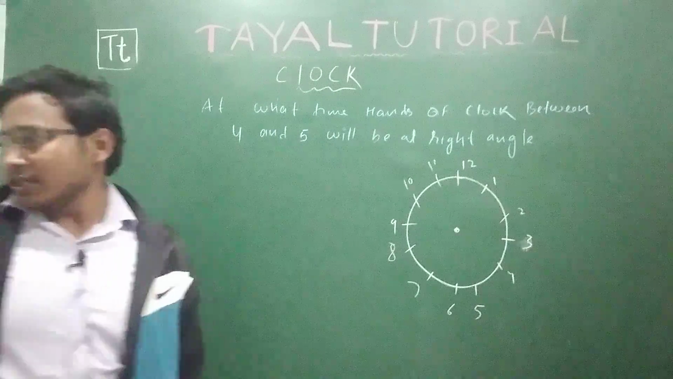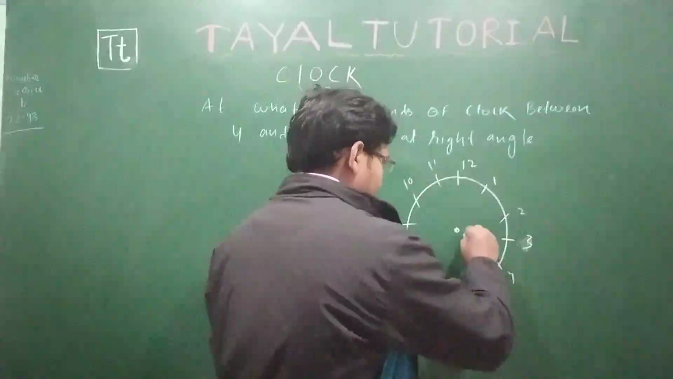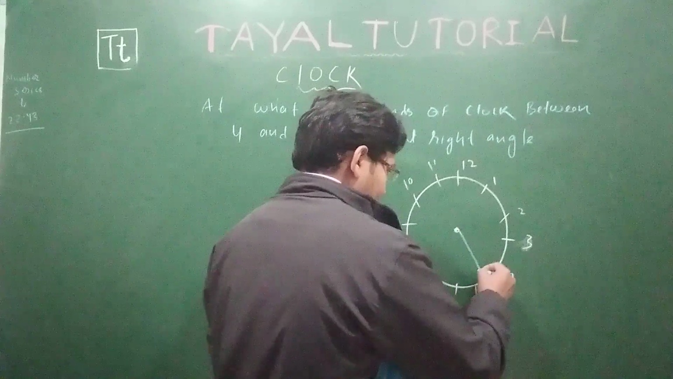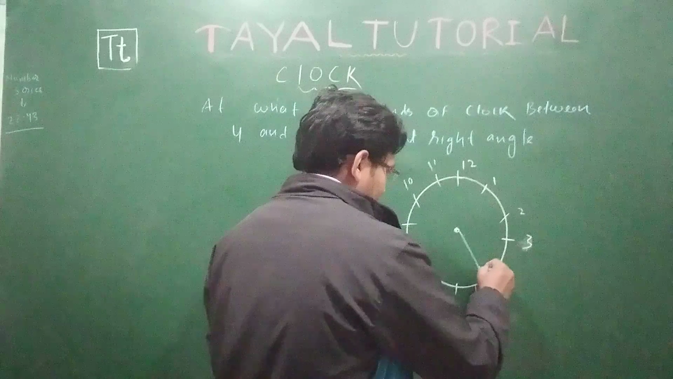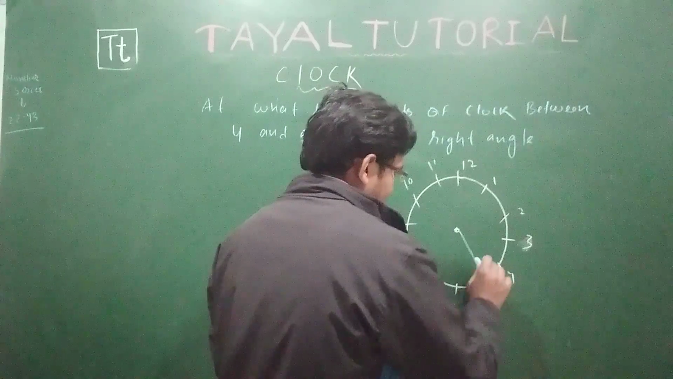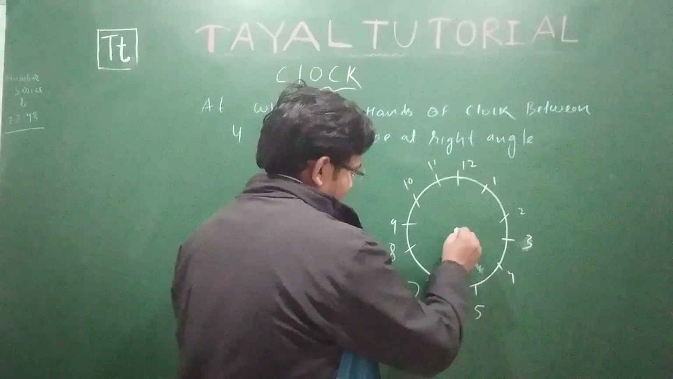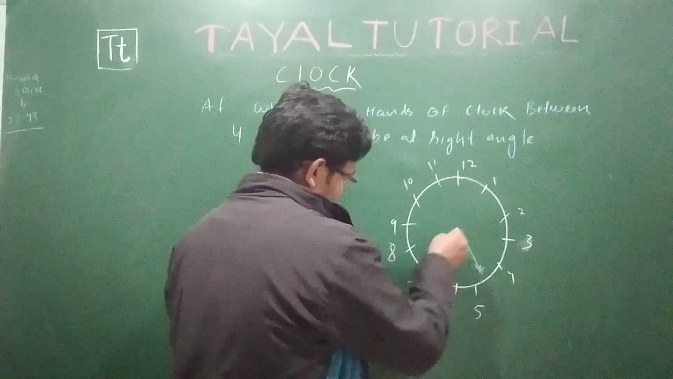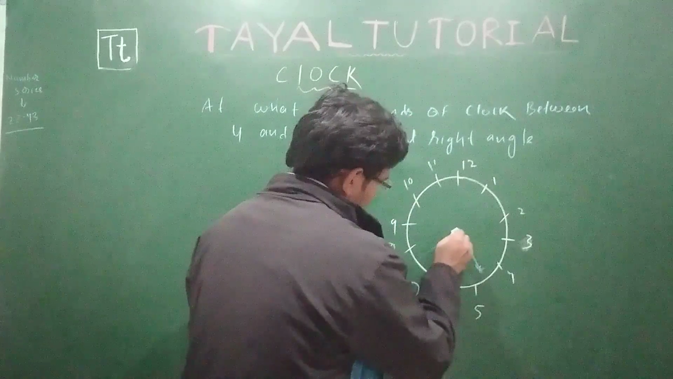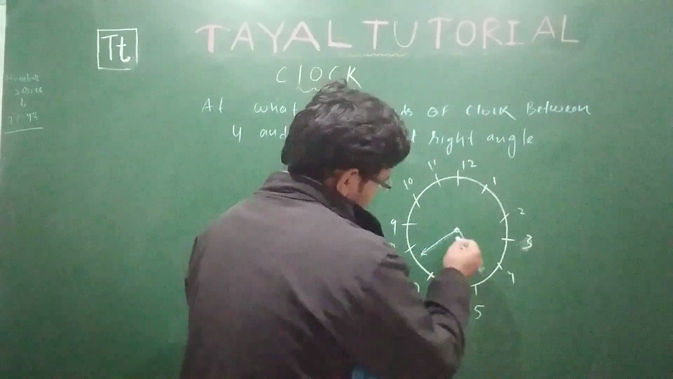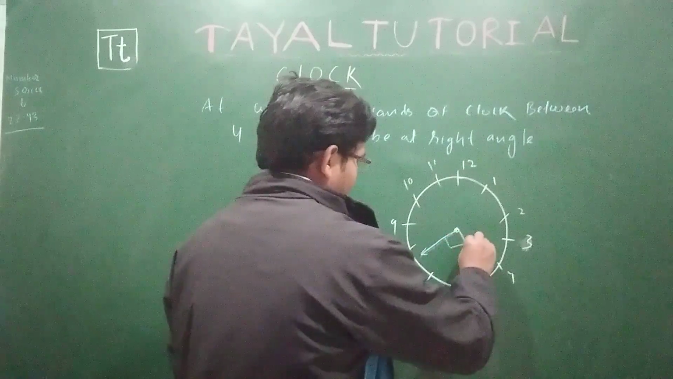You can guess one common thing: there will be two possibilities. Let's say the hour hand is here, and somewhere the minute hand is here. If the hour hand is here and the minute hand is somewhere here, as you can see, 90 degrees is possible. See this one, 90 degrees possible.